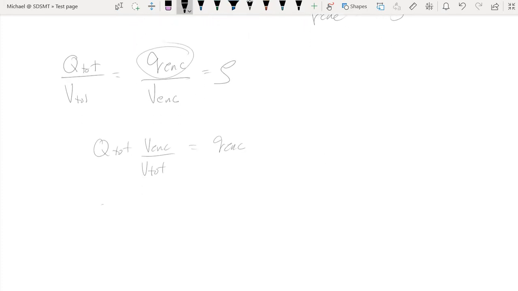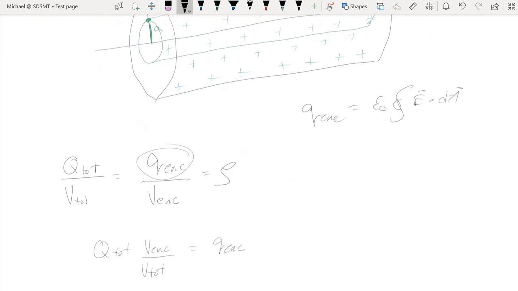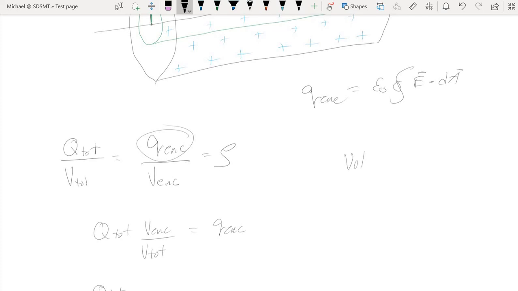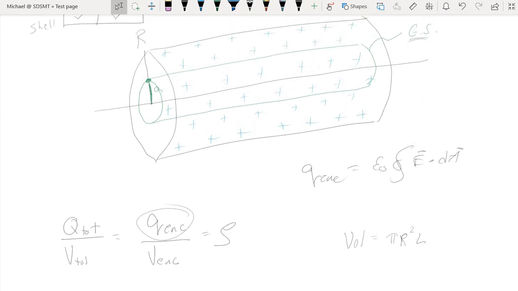And so we need to figure out what is the volume of a cylinder going to be. Well, in that case, the volume of a cylinder is pi r squared L. So we take the area of the end cap, which is pi r squared, and then we multiply that by the length of the cylinder, which we will call L.